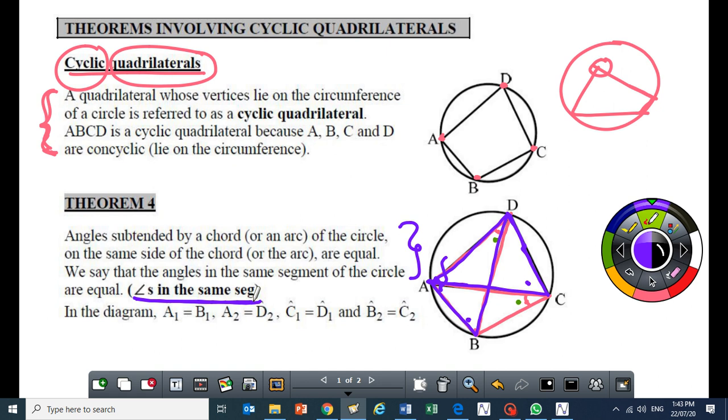Okay? Now, the opposite of that will be to say that if two angles on the circumference are subtended by a line, therefore it means that the line is going to be a chord. Okay? So we are going to move on to the converse now. The video is there, so you should watch it and try and catch up.